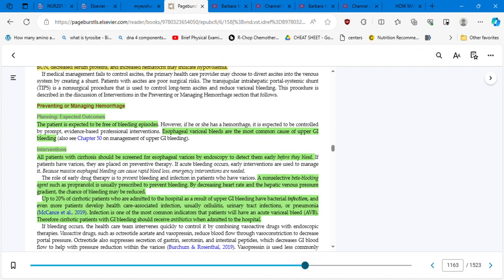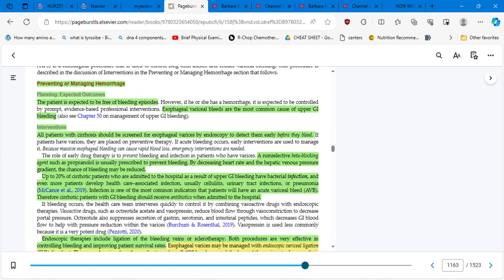So the expected outcome is that the patient is expected to be free of bleeding episodes. Esophageal varices bleeding is the most common cause of GI bleeding.